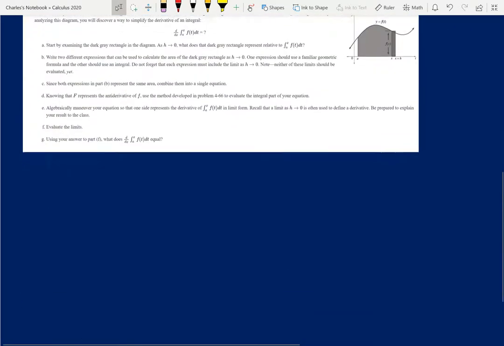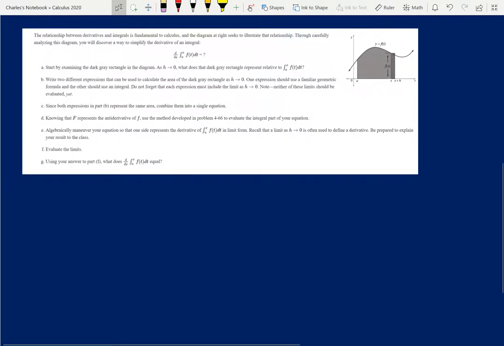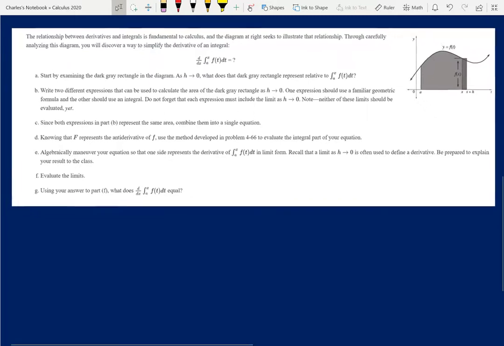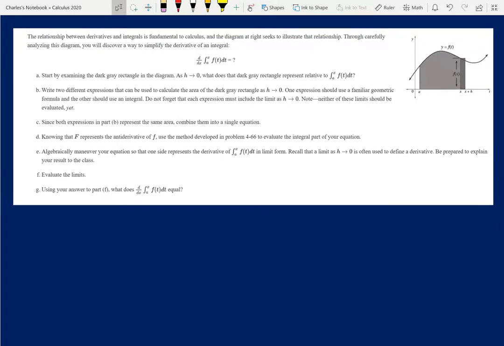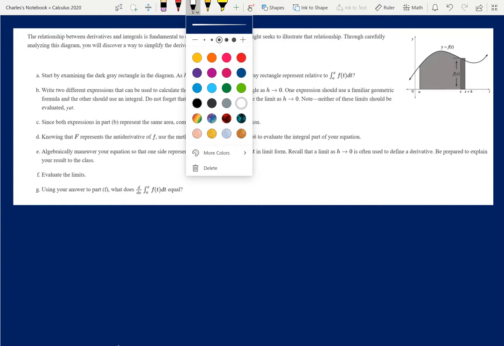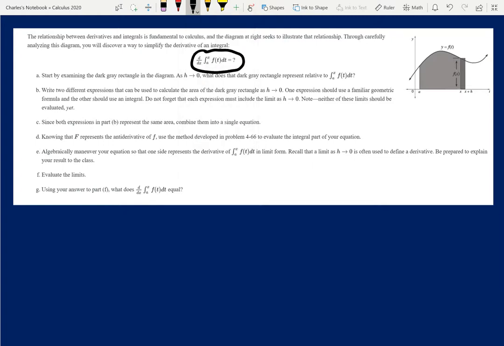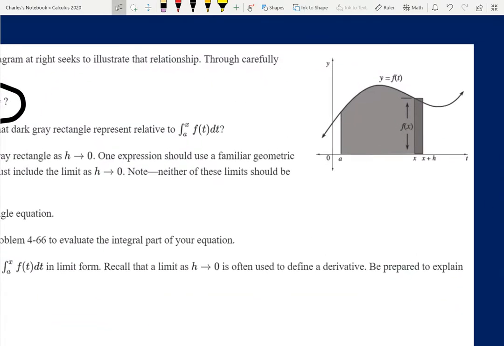There. So in problem 69, we've got this picture, and we're thinking of a function, and we want to know this about the function. This whole, some kind of derivative of an integral. And if we just follow through the example, it says start by examining the dark gray rectangle in the diagram. As h approaches 0, what does the dark gray rectangle represent relative to the integral from a to x of f of t dt?